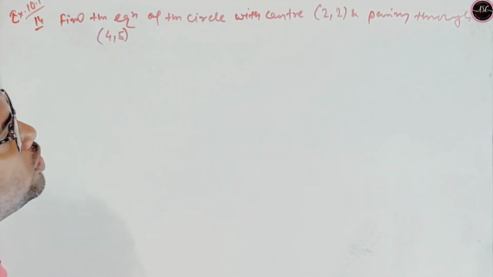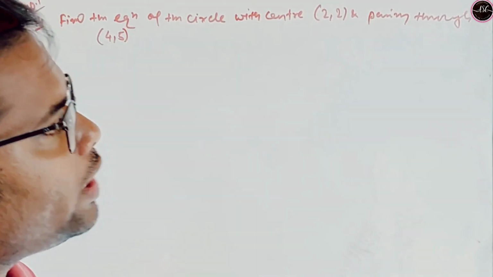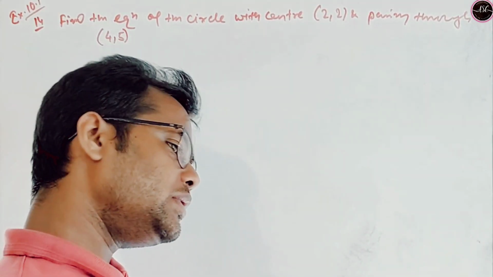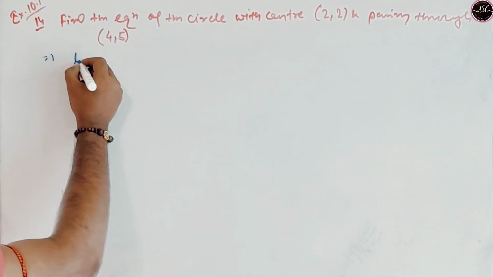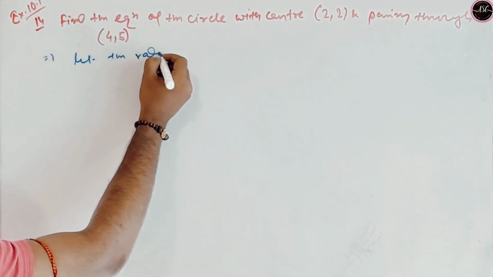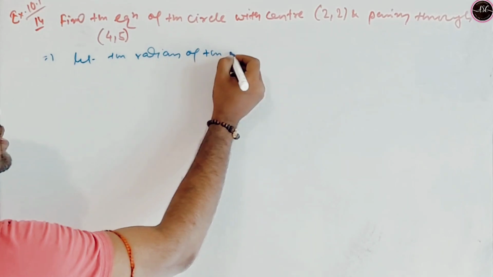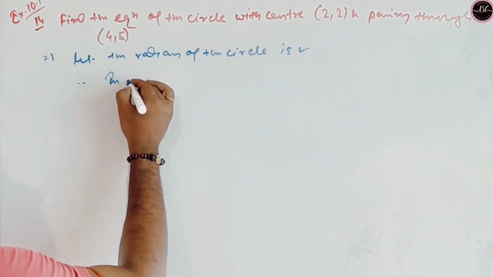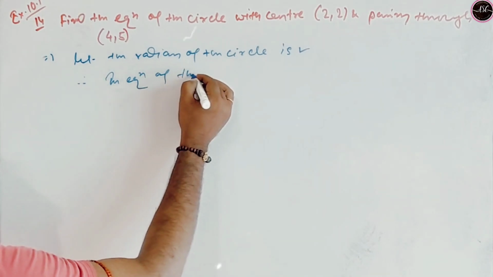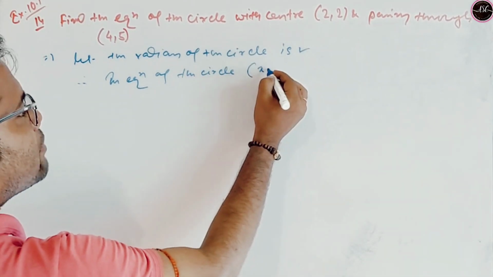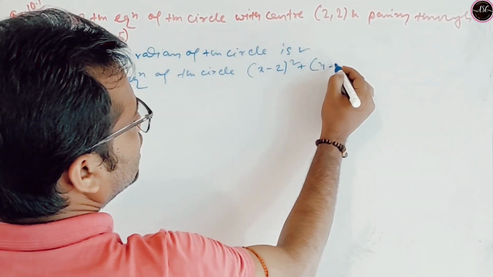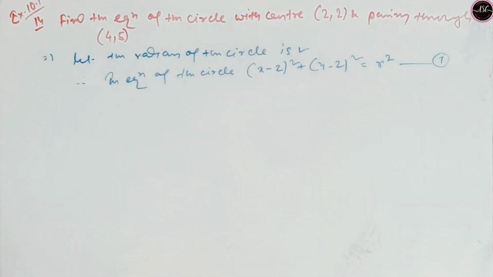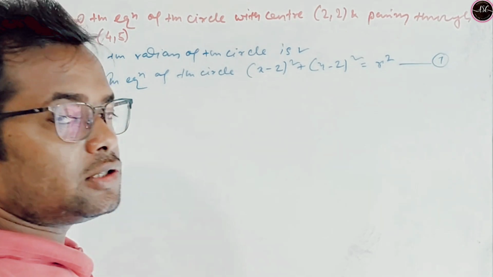Okay, this question: find the equation of the circle with center (2, 2) and passing through (4, 5). So here we have to assume the radius is r. Let the radius of the circle be r. Therefore the equation of the circle will be (x - 2)² + (y - 2)² = r². This is equation 1.